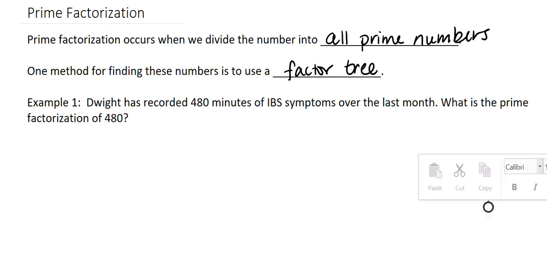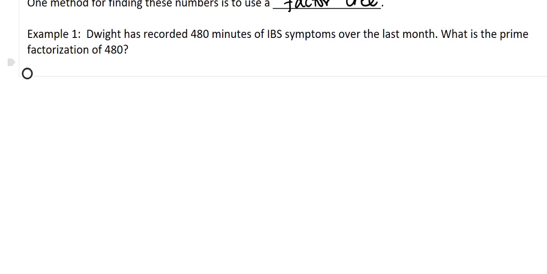Dwight has recorded 480 minutes of IBS symptoms over the last month. What is the prime factorization of 480? So if we put 480 right here, we're going to break it down into all prime numbers, and then by multiplying all those prime numbers together, it will make up 480. So that's what it is.